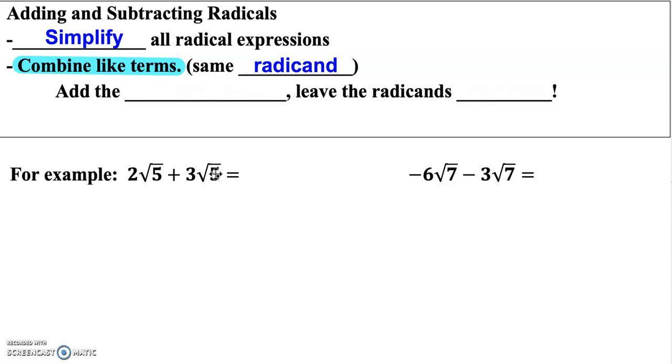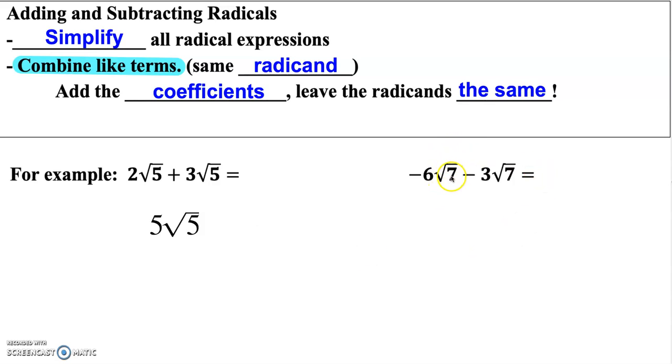It's just like when we have variables. If we add 3x and 4x together, we would get 7x. We wouldn't change that radical. But we do add the coefficients, but we leave the radicands the same. So in this example, 2 root 5 plus 3 root 5. The radicands are the same. They're both 5. So we know we can combine these. 2 plus 3 gives me 5, and then the root 5 stays the same.